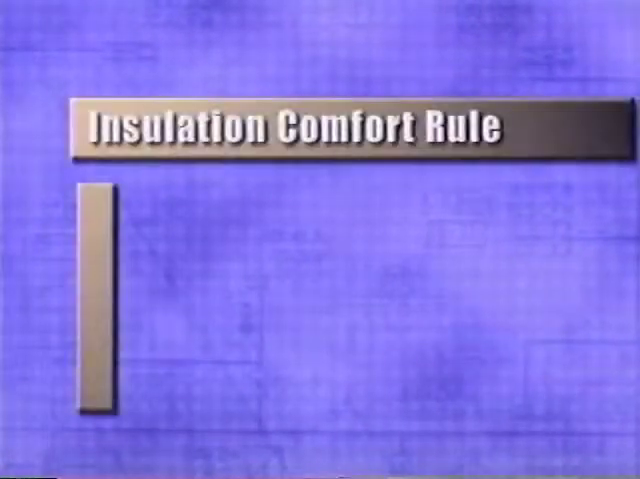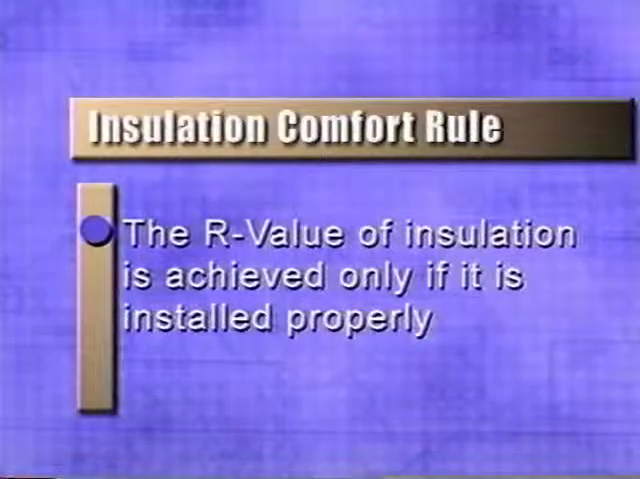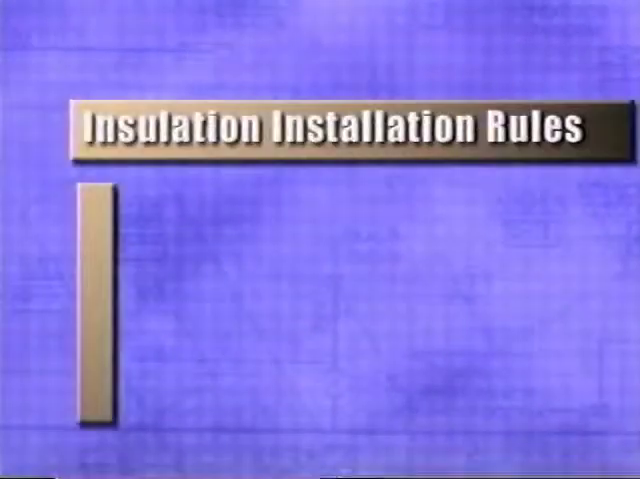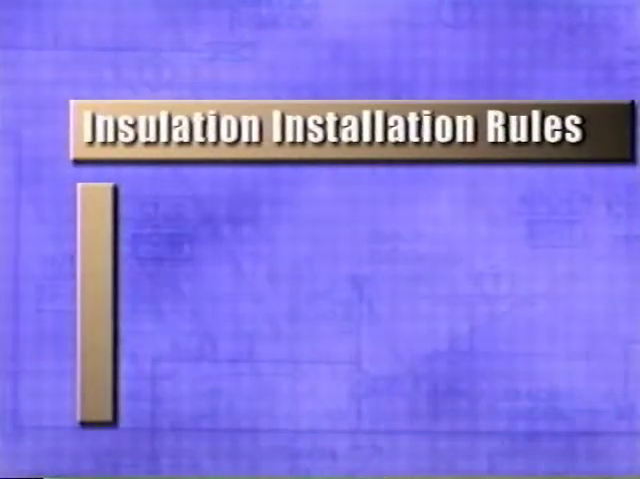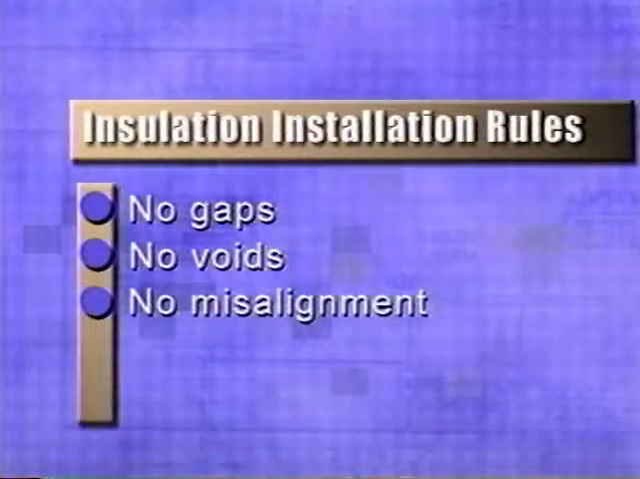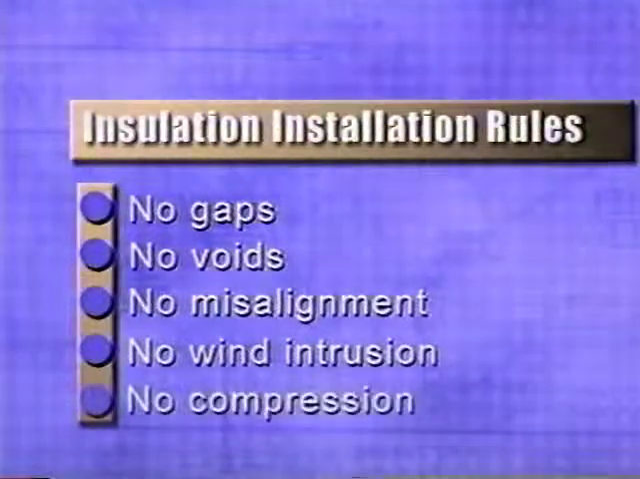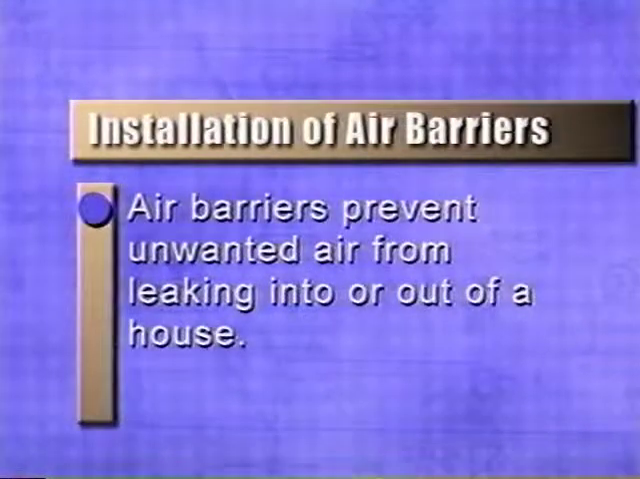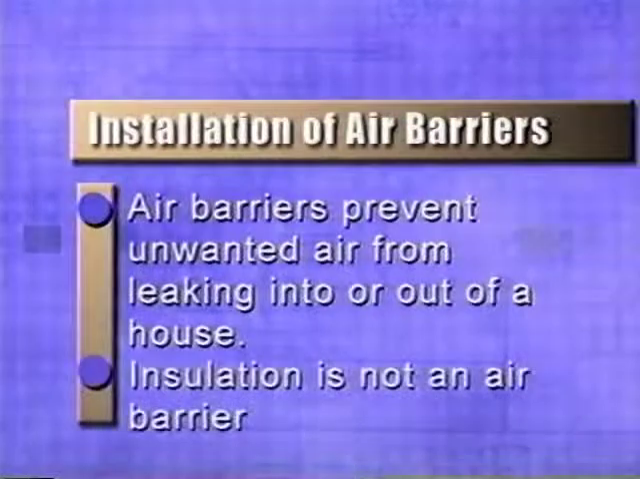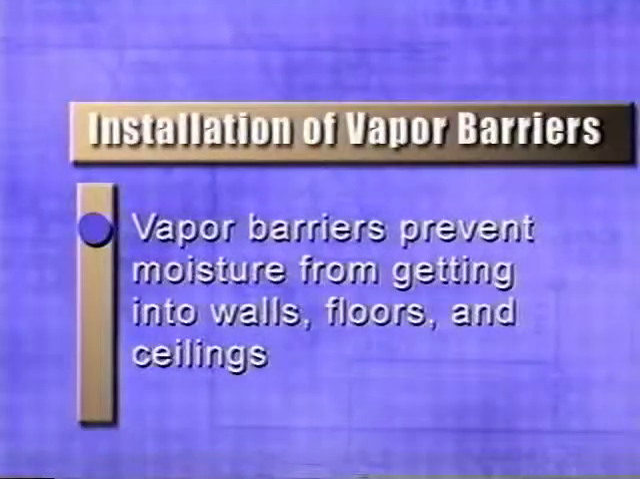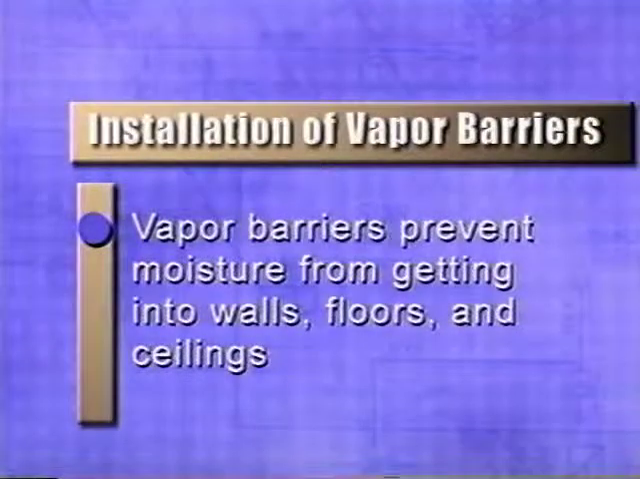As we wrap up, let's have a quick review. Our comfort rule is that the R-value of insulation is achieved only if it is installed properly. To install insulation properly, there are 5 major rules to follow: no gaps, no voids, no misalignment, no wind intrusion, and no compression. Air barriers prevent unwanted air from leaking into or out of a house. Insulation is not an air barrier. And finally, vapor barriers prevent moisture from getting into walls, floors, and ceilings.